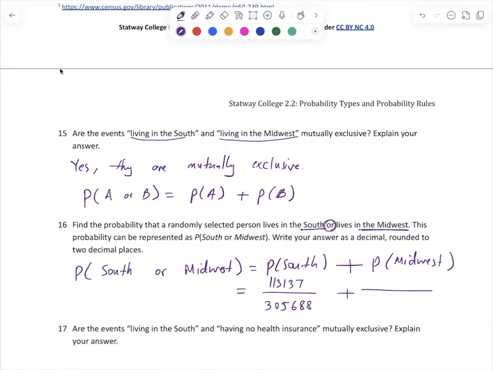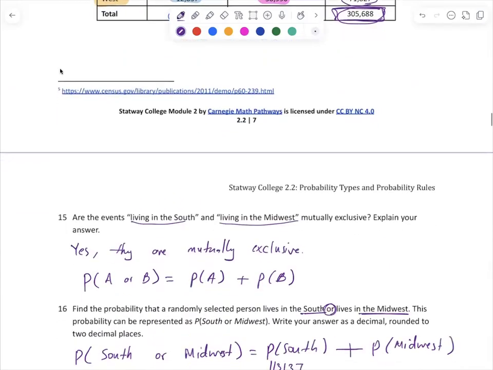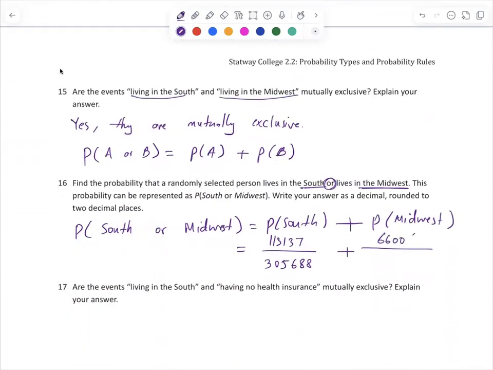Plus the probability of living in Midwest. How many people live in Midwest? 66,006 divided by 305,688. So let me find this probability using my calculator. Just give me a moment. Let me enter these numbers into the calculator. You get about 0.59 or 59%.